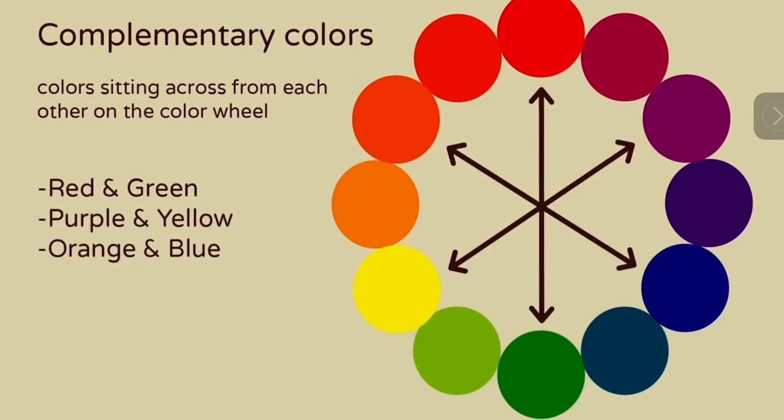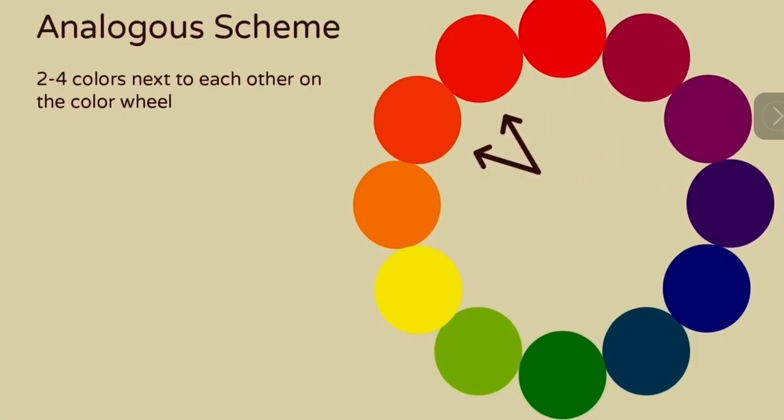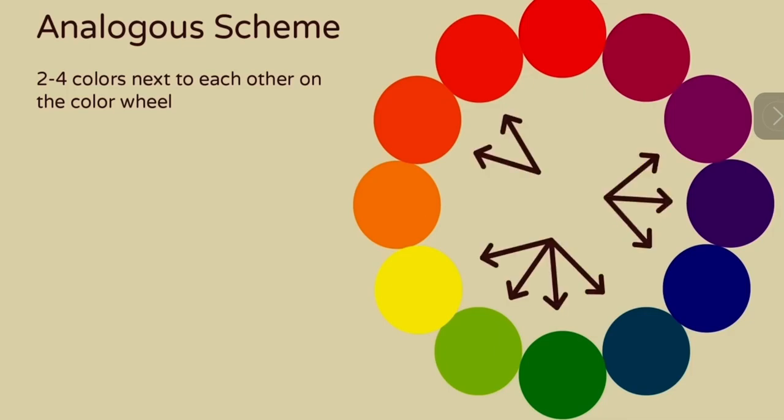Putting these next to each other creates great contrast and visual interest, but they can easily overpower each other, so it's important to use them carefully. An analogous color scheme is made up of 2 to 4 colors sitting next to each other on the color wheel. These are just a few examples of analogous color schemes.